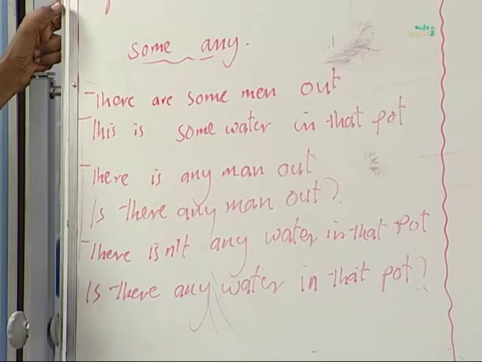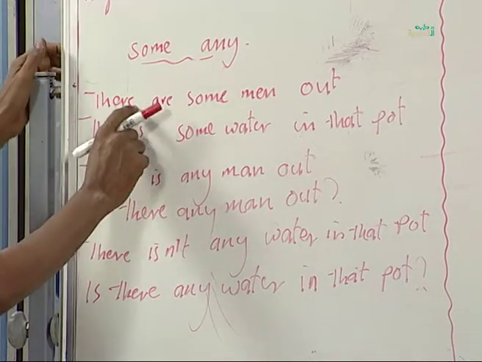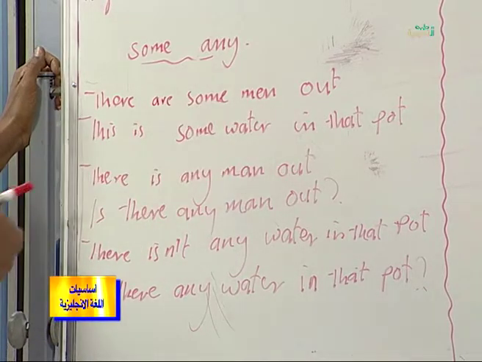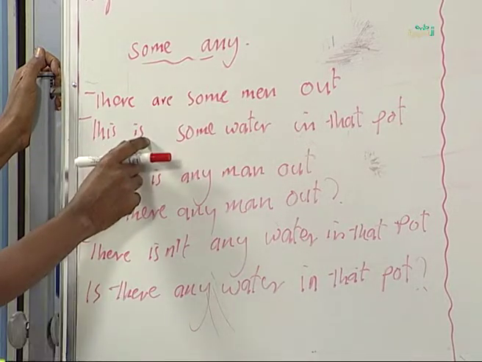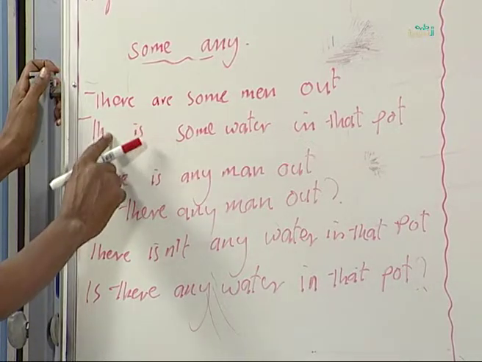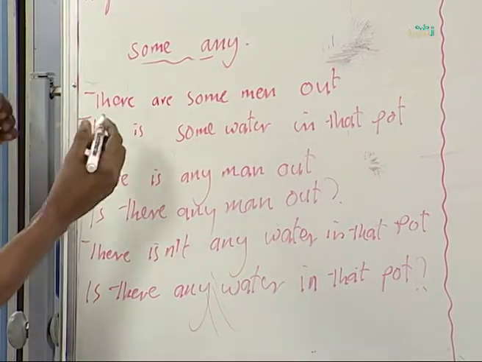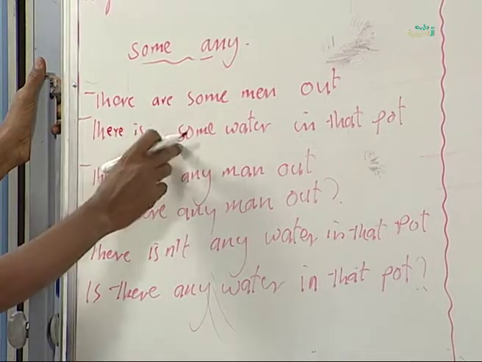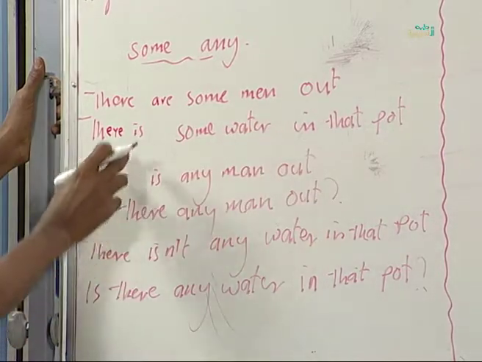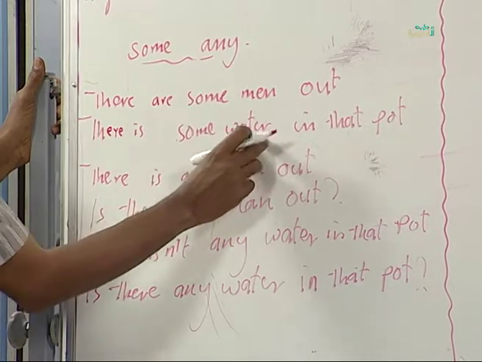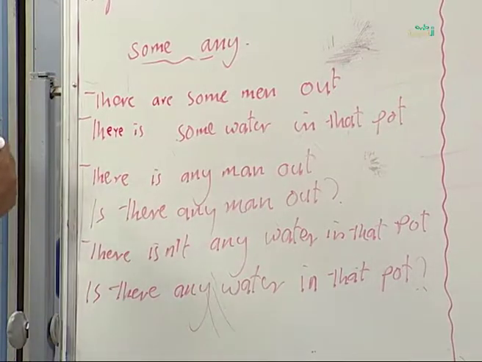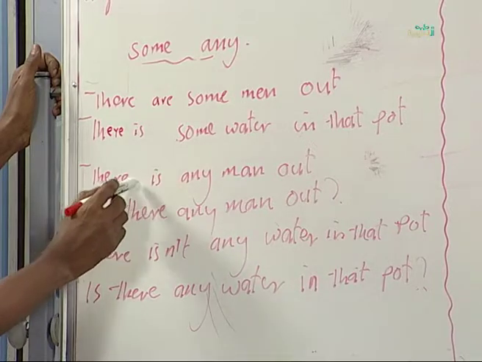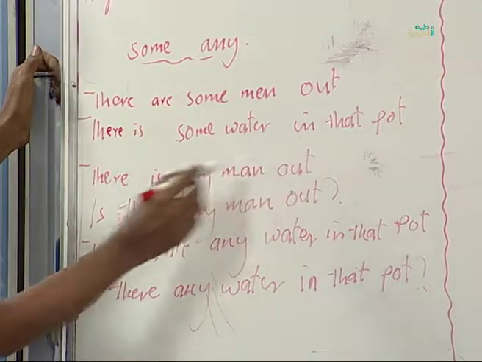For example, as you see in the example, there are some men out. Some men. For example, there is some water in that pot. There is some water in that pot, as you see. Is there any man out? This is a question.